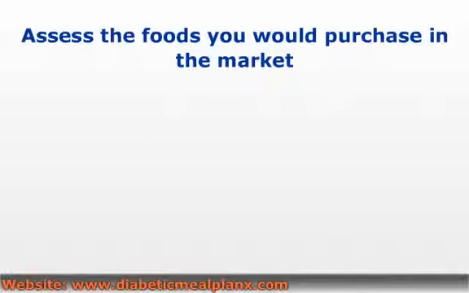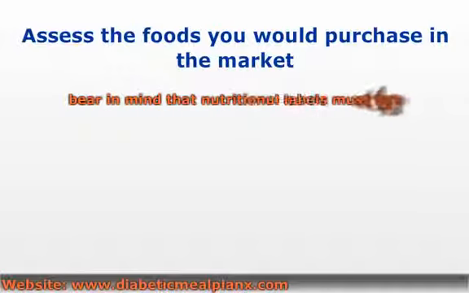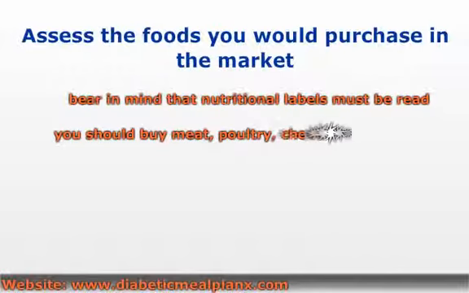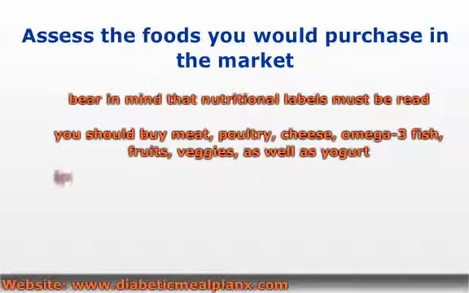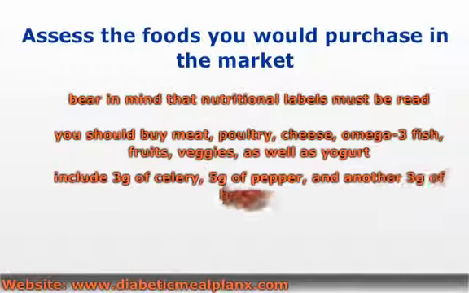Assess the foods you would purchase in the market. In order to create a fridge full of safe and healthy foods, you must at least know what foods would match your diabetic meal plan. Before shopping, bear in mind that nutritional labels must be read. If you want the best for your diet, you should buy meat, poultry, cheese, omega-3 fish, fruits, veggies, as well as yogurt. For the meats, you should avoid processed as well as lunch-type ones.